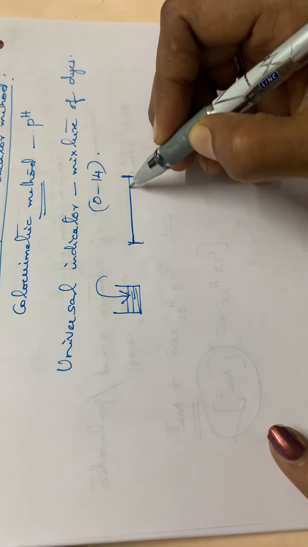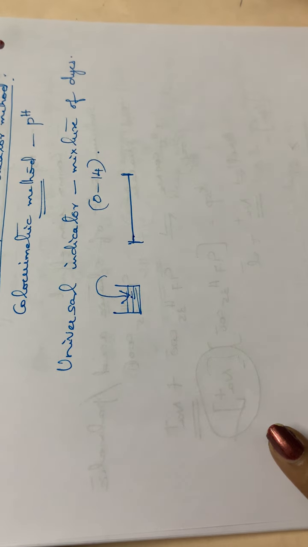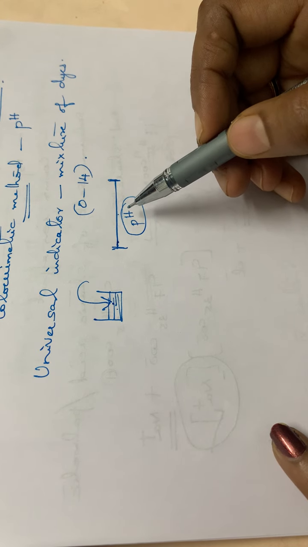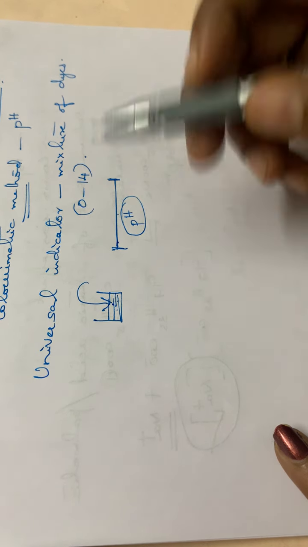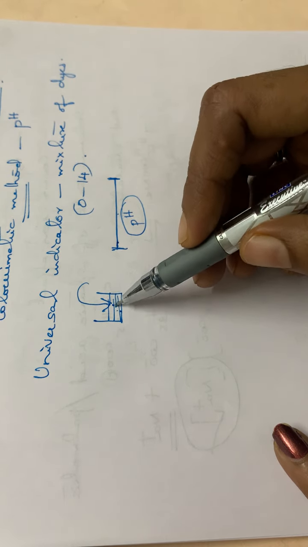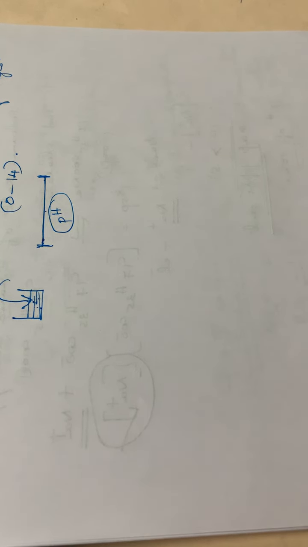which is there. This indicator has a range of colors, and we compare the solution's color with it. Whichever one matches, by that color we can determine the pH of that solution. If a complete match is there, we can know the pH of the unknown solution. It's a simple method: just add the universal indicator and compare the color with the series of colors. So this is the determination of pH by indicator method.